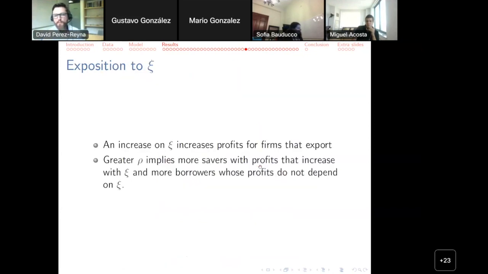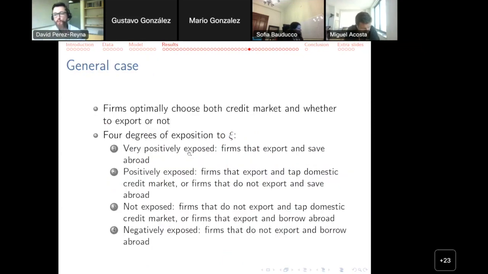And now let me mix both effects. Okay, sorry. So in this case, if we're just analyzing the export decision, then the exposition to the exchange rate is going to be more direct. If you export, you're better off with a depreciation. If you don't export, depreciation doesn't play any role for you. And now let me mix both effects.